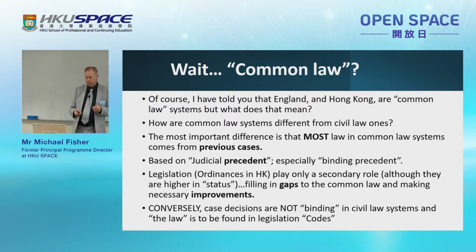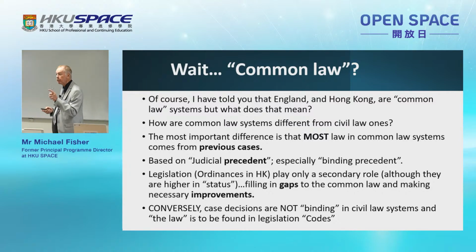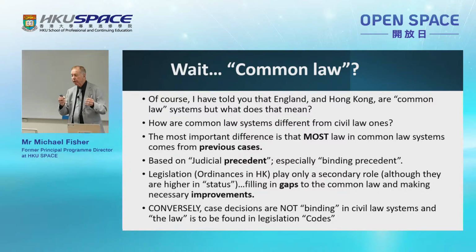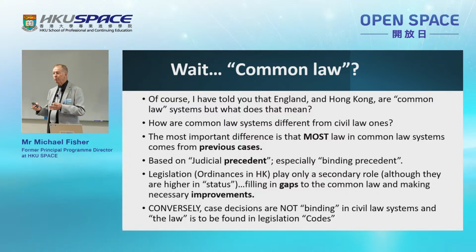So, what's the difference? The most important difference is that in common law systems, most of the law comes from decided cases. Does that mean Parliament legislation has no role? No. If there's something wrong with the common law, Parliament will pass legislation. If there are gaps in the common law, Parliament will pass legislation. If it is felt that there's not adequate consumer protection in the common law, Parliament will pass legislation. But basically, the law derives from judge-made law, case law.